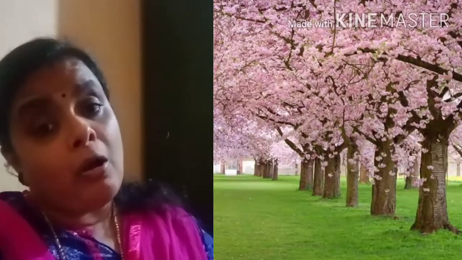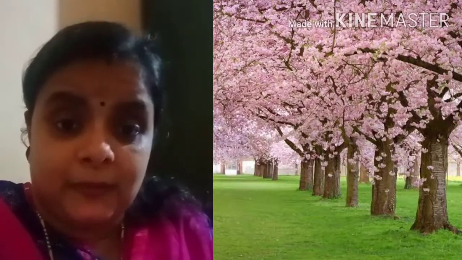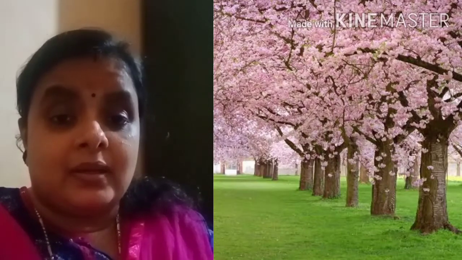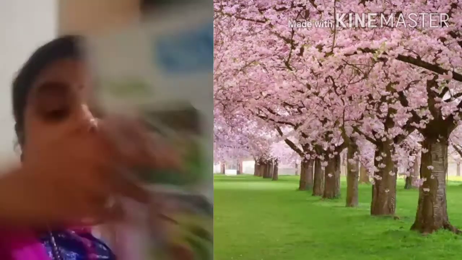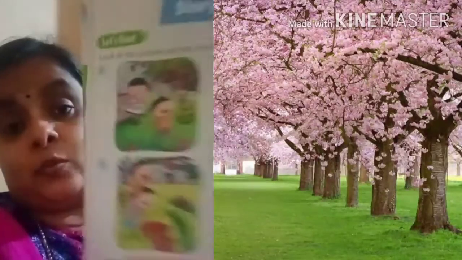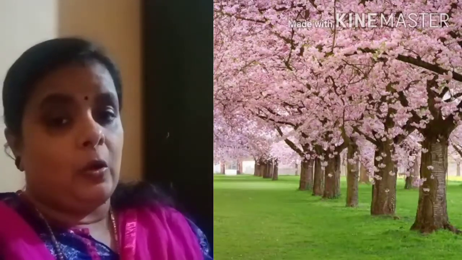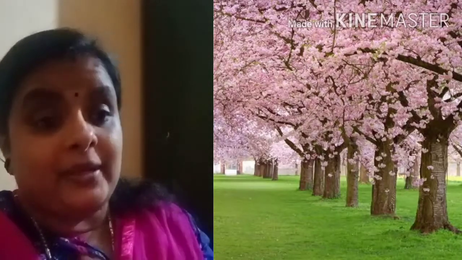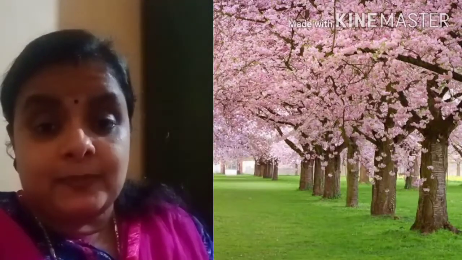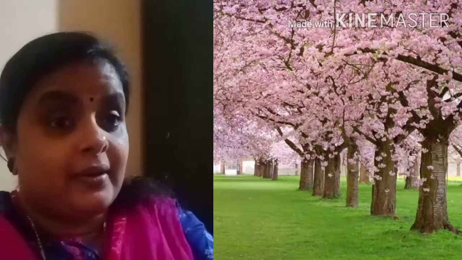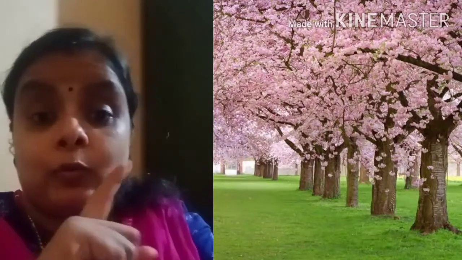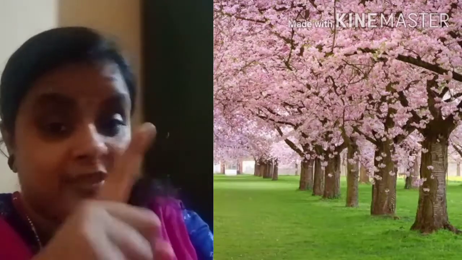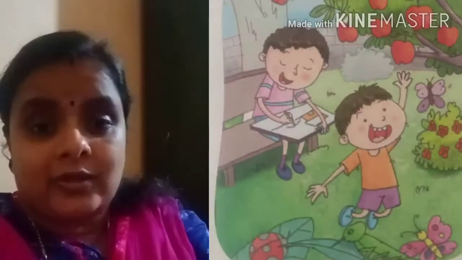Now, shall we start? Now, all of you take your English textbook and take page number 1. Okay, page number 1. Now, in this page, you have 4 pictures, 4 different kinds of pictures. Okay, in these pictures, what can you see? Now, let's look into the first picture. What is there in the first picture?